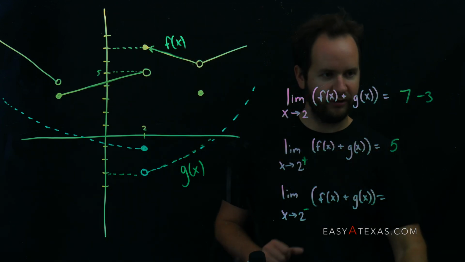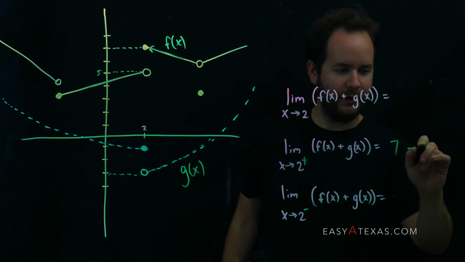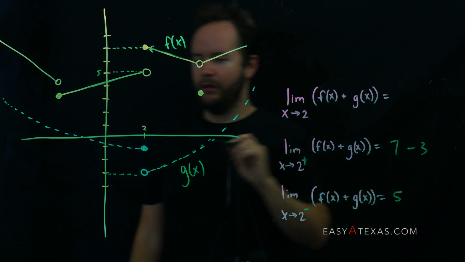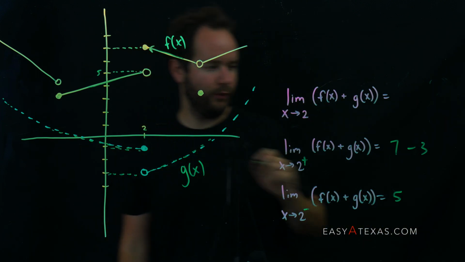Oh, I think I put this in the wrong spot. That's okay. Let's move this around. This would be 7 and then minus 3, and I said this was 5. As we approach from the left, we're getting, on this graph, negative 1.